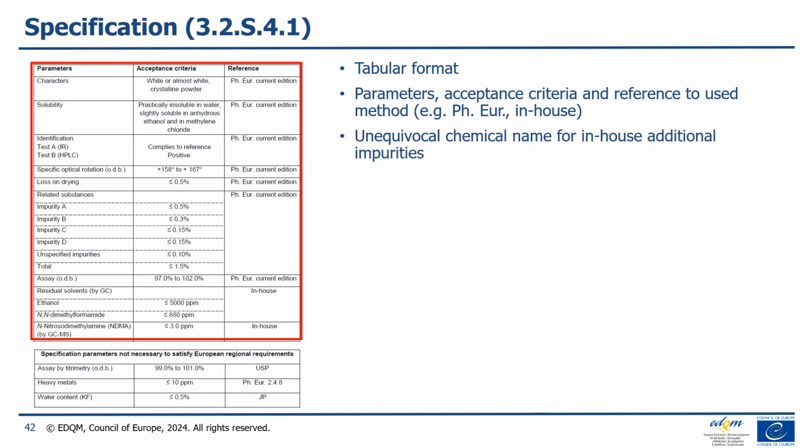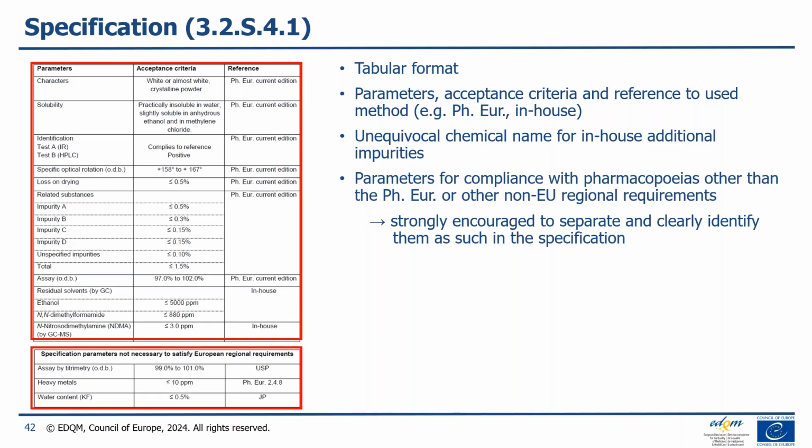Whenever additional in-house impurities are specified, unequivocal chemical names should be given. And parameters which are set for compliance with pharmacopoeias other than the European Pharmacopoeia or other non-EU regional requirements, we strongly recommend you to put them in a separate part and to clearly identify them as such in the specification.